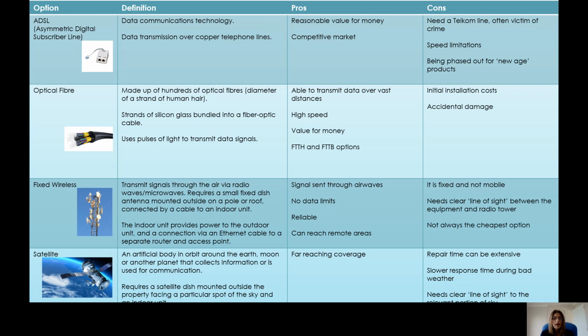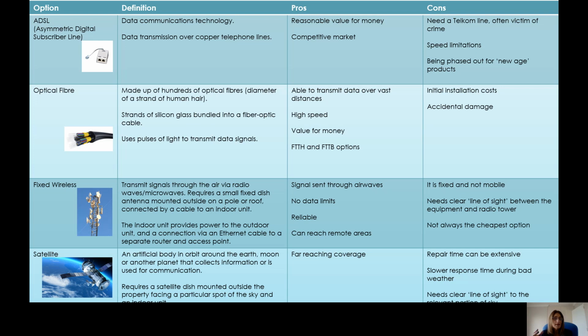Potentially something to think about in terms of the disadvantages: it is fixed. It's not mobile. You can't take it where you go. And it does need a clear line of sight, which means that nothing can interfere with the position of the dish in receiving those radio waves. Otherwise, that will obviously impact your connection at that point. It's not always the cheapest option, but I think you need to shop around and determine that for yourself as well.